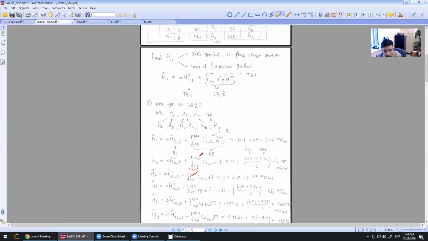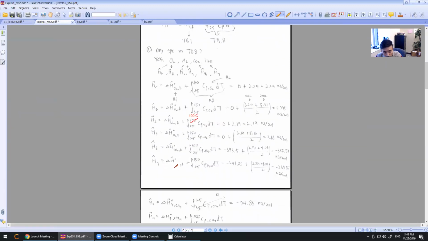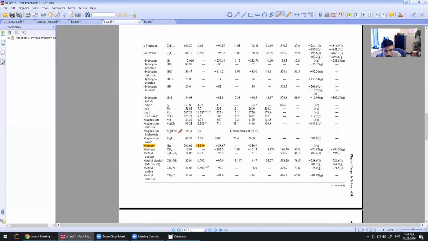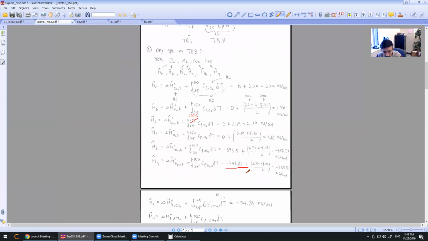For the H7, we talked about this, right? That is water. So again, you use this formation, right? That is heat of formation of water plus integration 25 to 150 degrees Celsius Cp water dt. This one we find from table B1, right? Heat of formation, so we talk about gaseous vapor phase, not liquid. So that is negative 241.83. So you write down the number here.